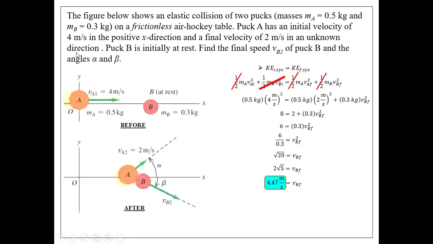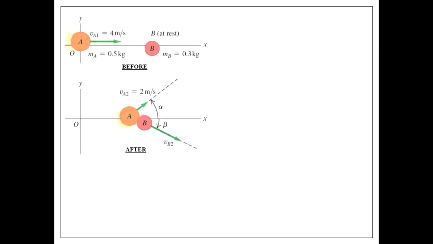Now let's find alpha and beta. This next segment is the challenging part of this problem, I think. Here I've carried over the diagram. In order to find alpha and beta, you now need to use conservation of linear momentum.